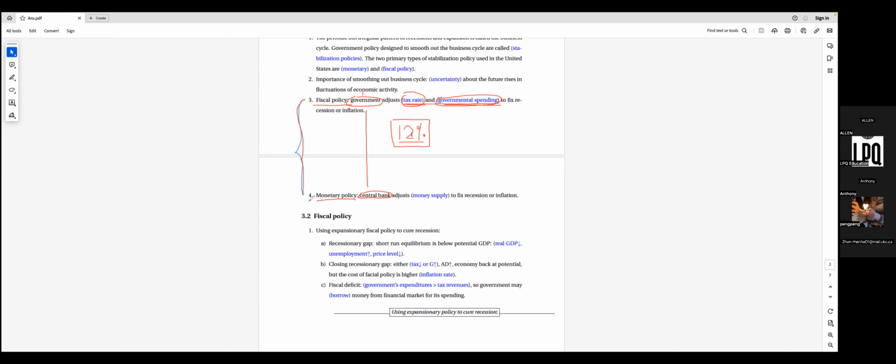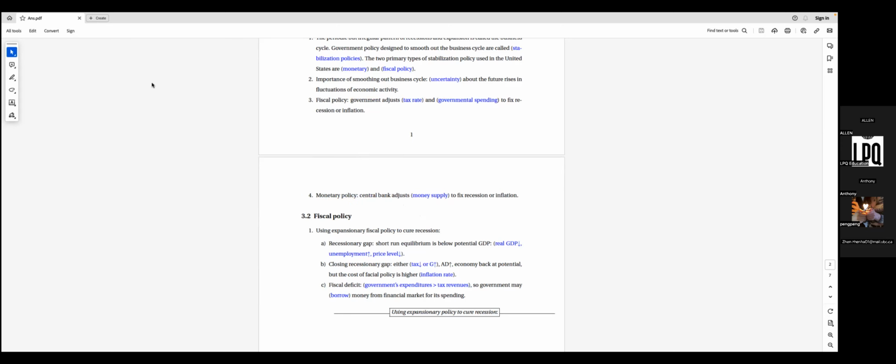Next week when we do monetary policy, we will see how the central bank and the banking industry can change something called the money supply. Money supply is the total value of the money in circulation within the Canadian financial market. But this week, we will do fiscal policy.